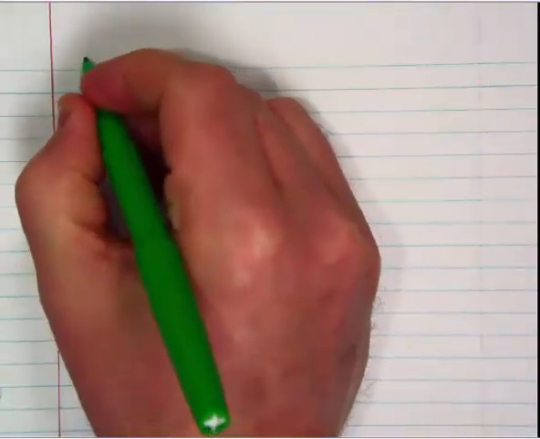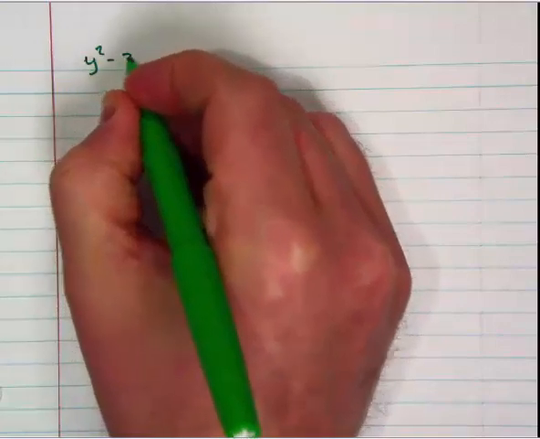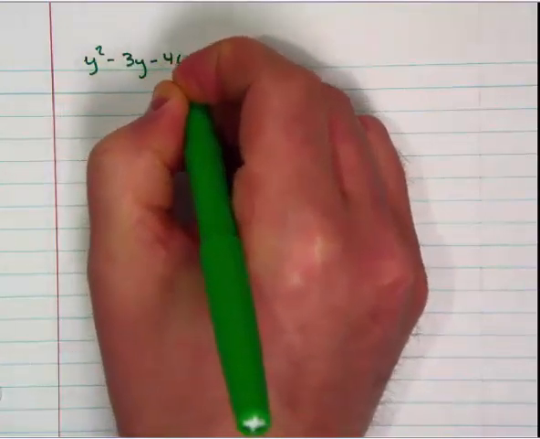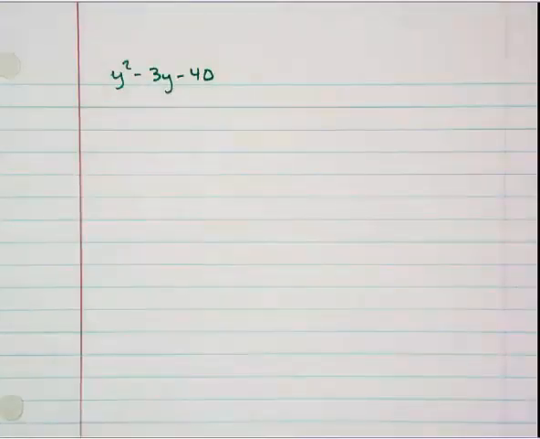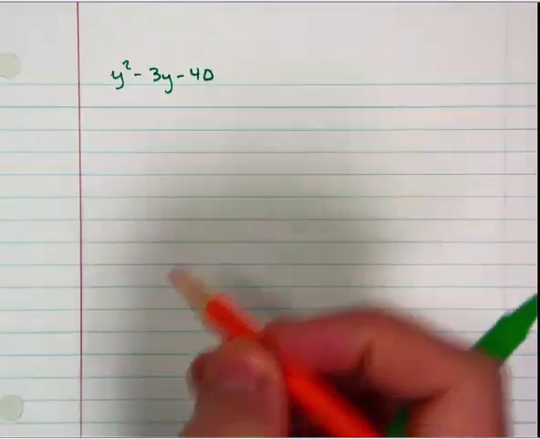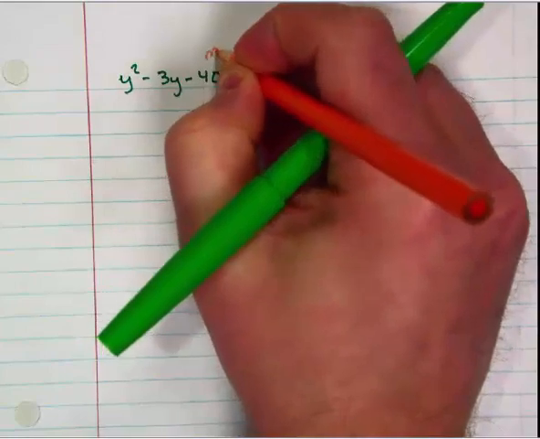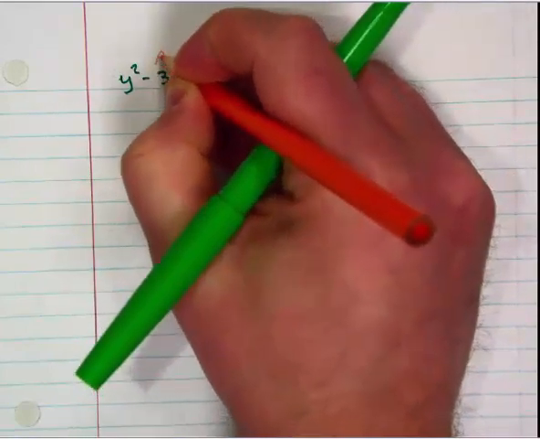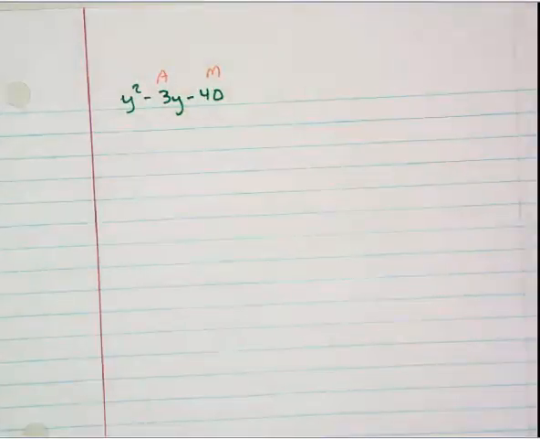So if I were to do y squared minus 3y minus 40. Why don't you pause the video and see if you can figure this one out, starting with the idea that you need numbers that multiply to negative 40 and add to negative 3. Pause it, see if you can do it, check out the answer.